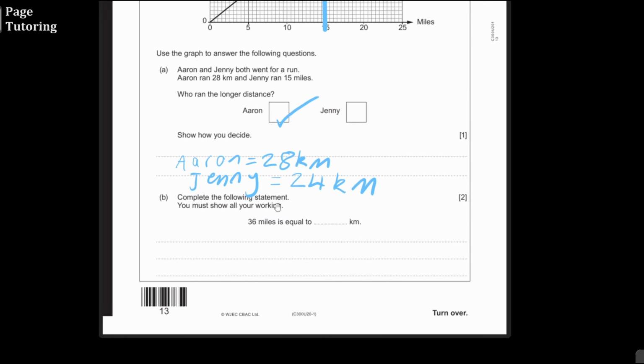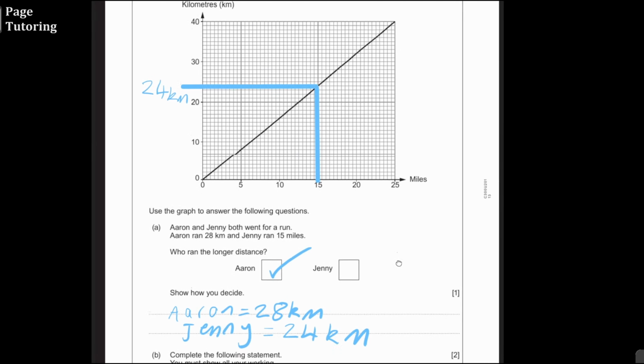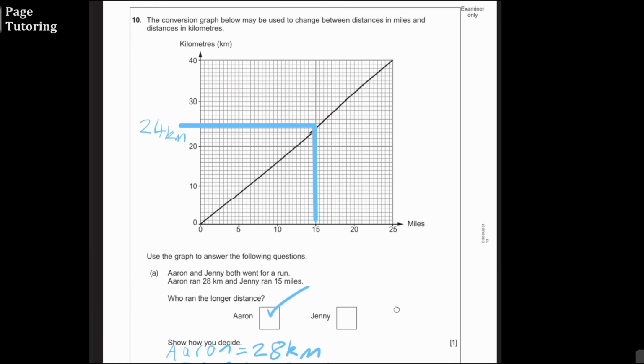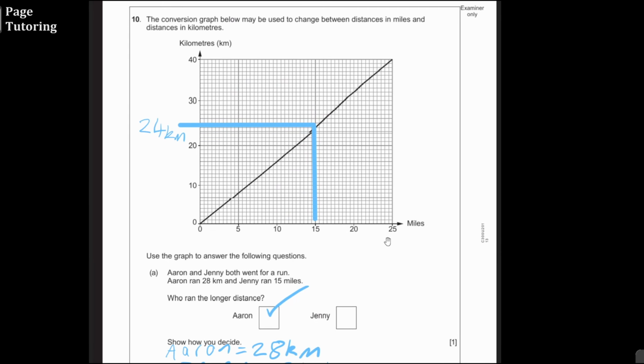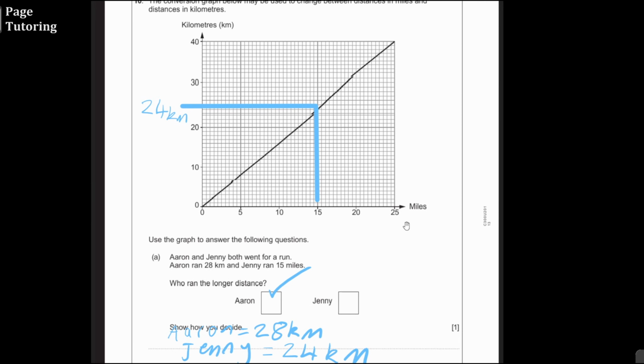Now it says complete the following statement. You must show all your working out. And it says 36 miles is equal to something kilometers. Well, let's have a look. That's in miles. And if we go up to our graph, you'll see that the graph doesn't actually go up to 36 miles. We don't have that option. And we're like, ooh, oh no, what have we meant to do?